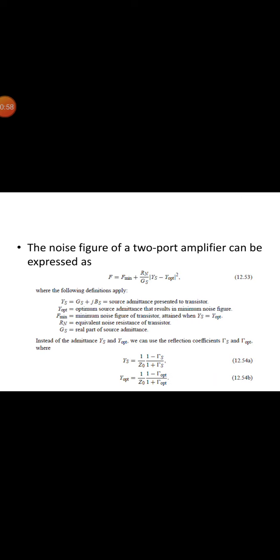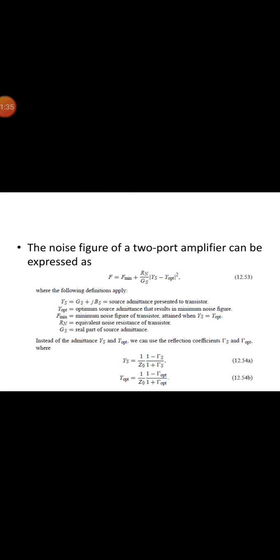The noise figure of a two-port amplifier can be expressed as F = F_min + (Rn/Gs)|Ys − Y_opt|², where Ys = Gs + jBs is the source admittance presented to the transistor, and Y_opt is the optimum source admittance that results in minimum noise figure. F_min is the noise figure of the transistor attained when Ys equals Y_opt, Rn is the equivalent noise resistance of the transistor, and Gs is the real part of the source admittance.